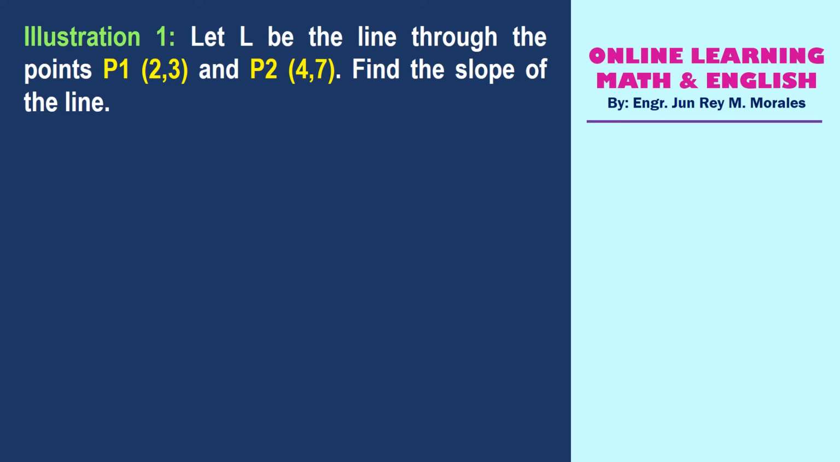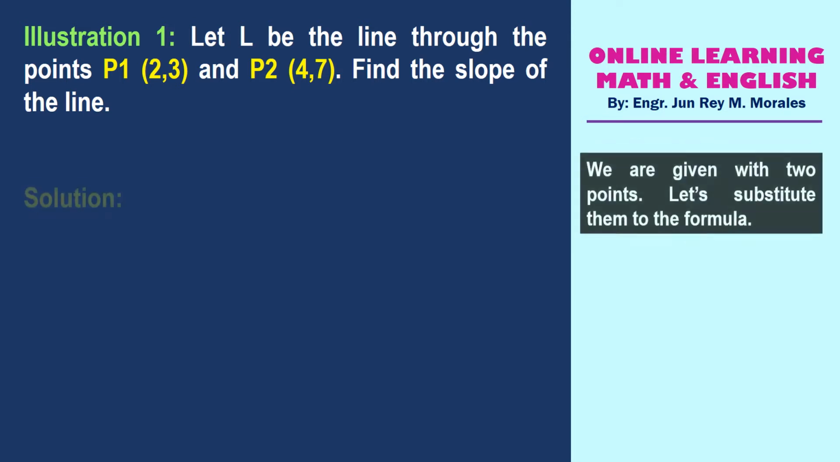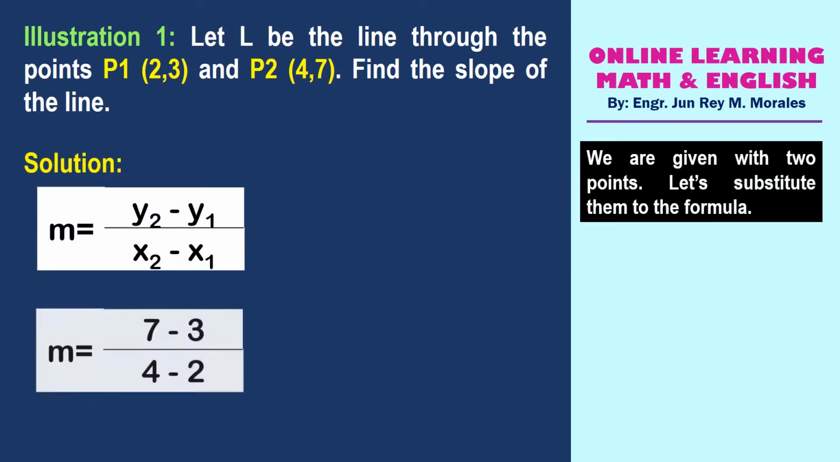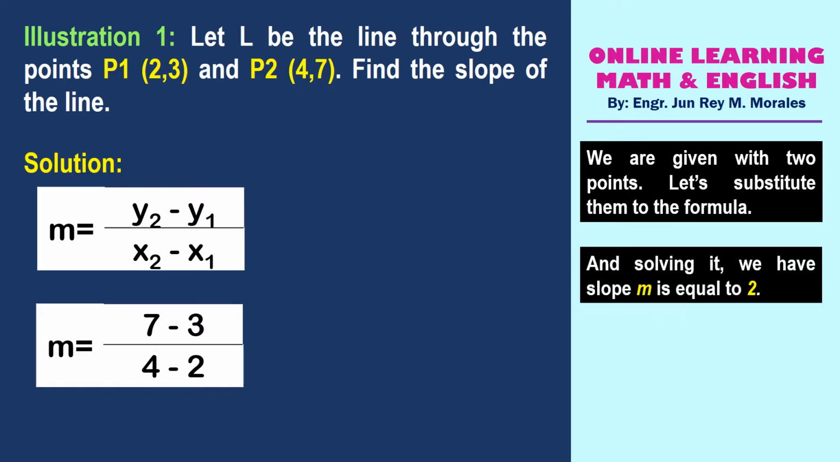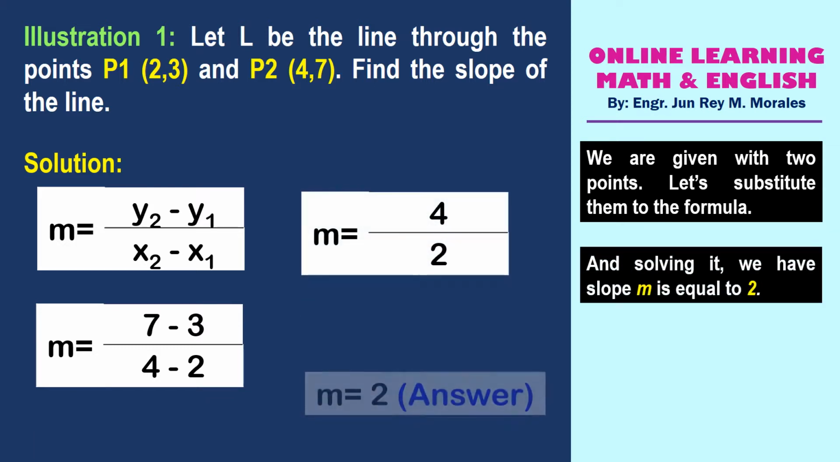Let's have illustration 1. Let L be the line through the points P1 (2, 3) and P2 (4, 7). Find the slope of the line. We are given 2 points. Let's substitute them to the formula. And solving it, we have slope m is equal to 2.